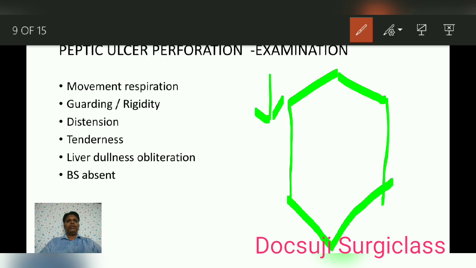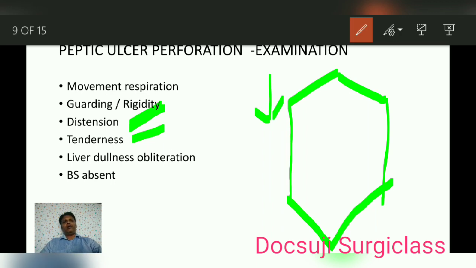Number two, because of the inflammation, the muscle will go into a rigid state, that is, the patient will have guarding and rigidity, and because of fluid collection you will get distension. Because of all these things, if you examine, the patient will have tenderness. The tenderness will be present throughout the abdomen.